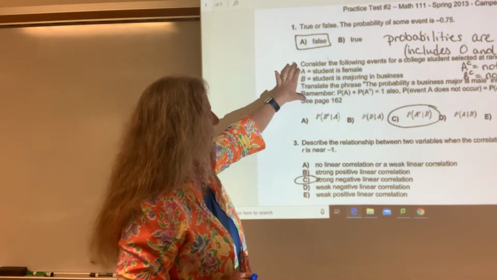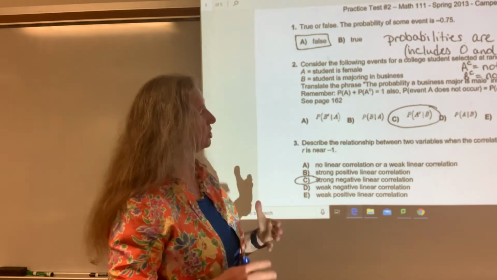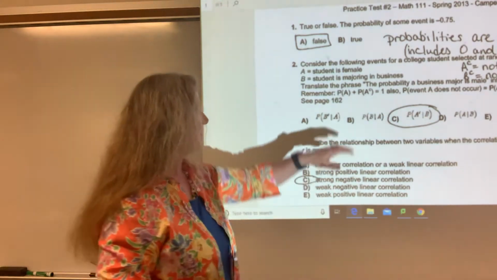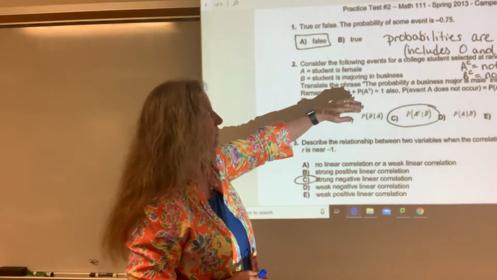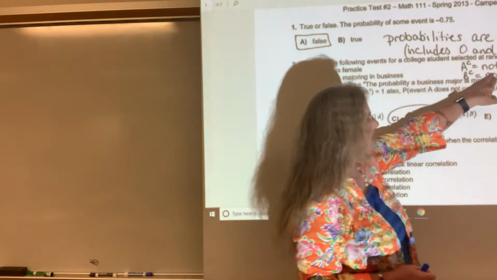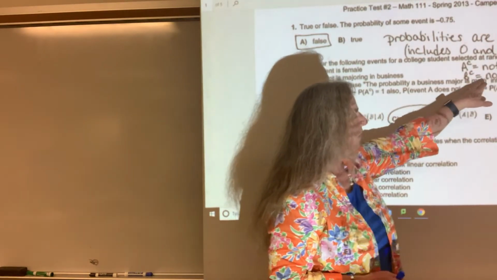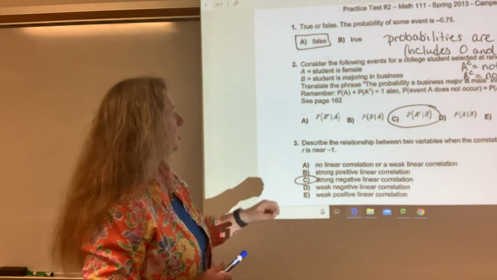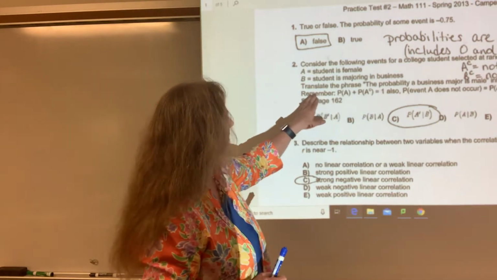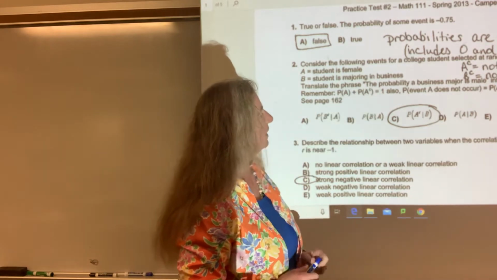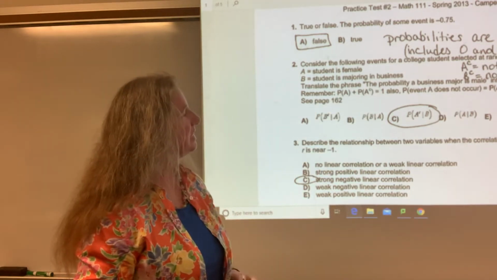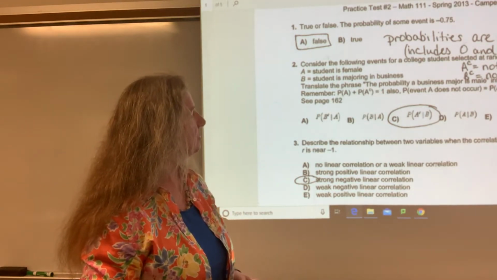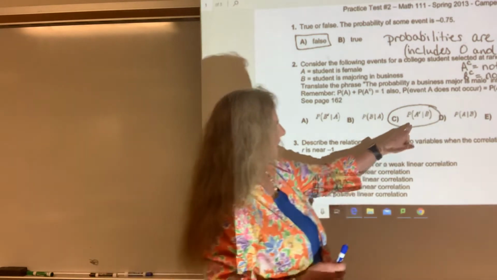The idea of the complement: the probability of an event A, the student is female. A complement means not female. B complement means not majoring in business. So the question is, translate the phrase, the probability a business major is male, into symbols. The answer is this one.